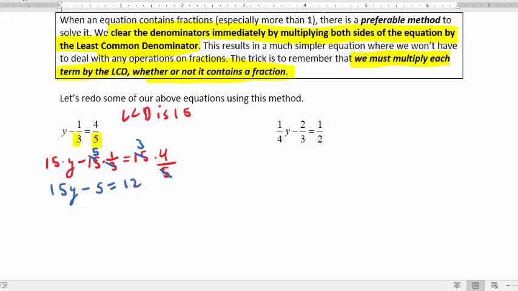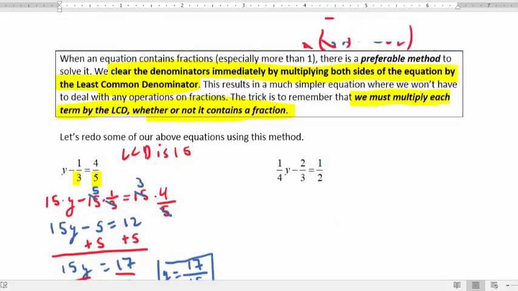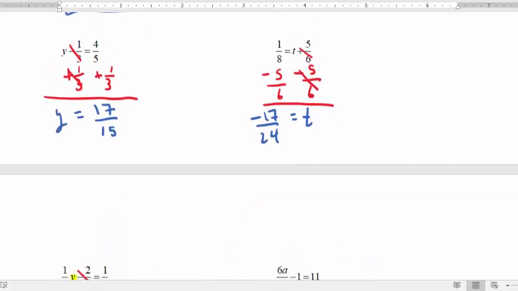So now I have a much simpler equation to deal with, right? 15y minus 5 equals 12. No more fractions. So all I would do now is just solve this using my basic process. Add 5 on both sides, and then divide by 15 on both sides. So hopefully this was the same solution we got earlier, 17/15. Right? Does that match up with our other solution? Yep, 17/15. There it is.